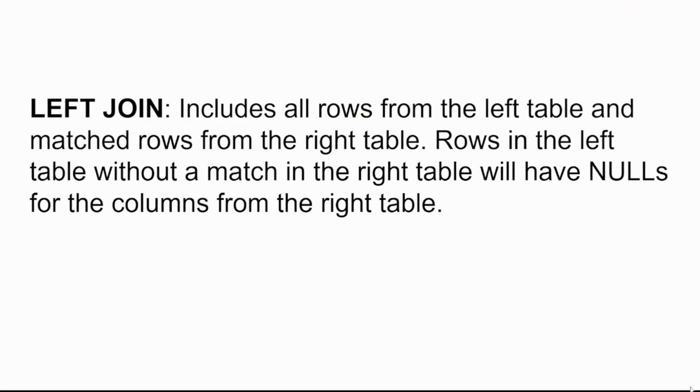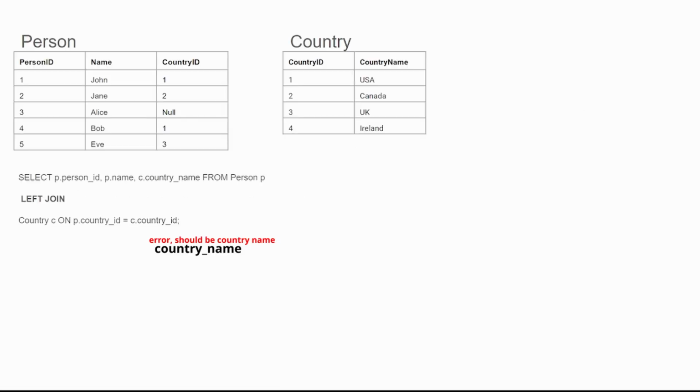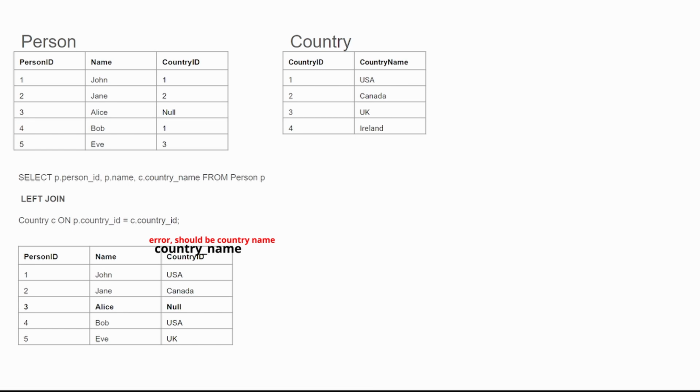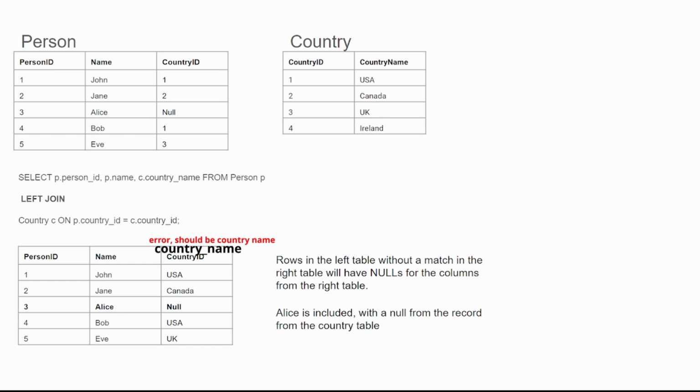So a left join includes all rows from the left table and matched rows from the right table. Rows in the left table without a match in the right table will have nulls for the columns from the right table. So when you see your left join here, Alice is included with a null from the country table, because she doesn't have a country associated with her, so you get her back.